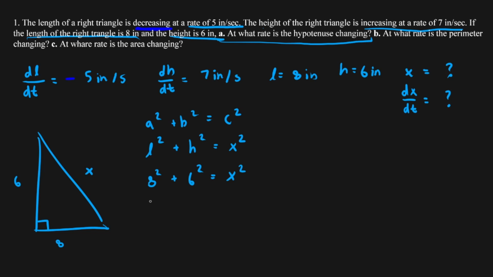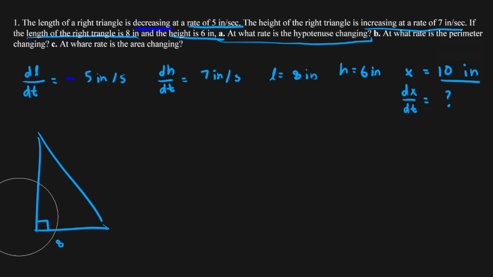8 squared is 64, 6 squared is 36, and we have x squared. If we add these together, we get 100 equals x squared. Take the square root of both sides to get x. The square root cancels out with x squared, and we're left with x equals 10. So now we know that the hypotenuse is 10 inches, so we can write that here. 10 inches.